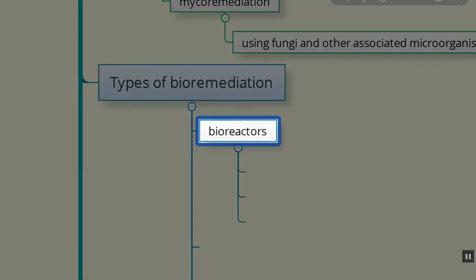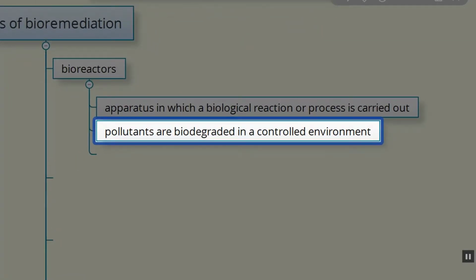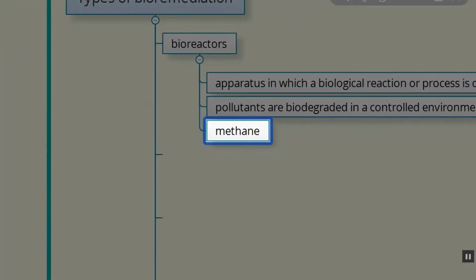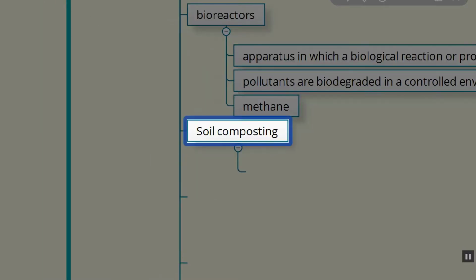One is a bioreactor. So that's an apparatus where they put the microbes inside of a contained system, and the pollutants are biodegraded in this controlled environment. Methane would be a good example. There are permaculturists that are taking animal waste or human waste and producing methane and powering their generators and their stoves. So those are ways of utilizing bioremediation and creating a controlled environment to produce a desirable gas.